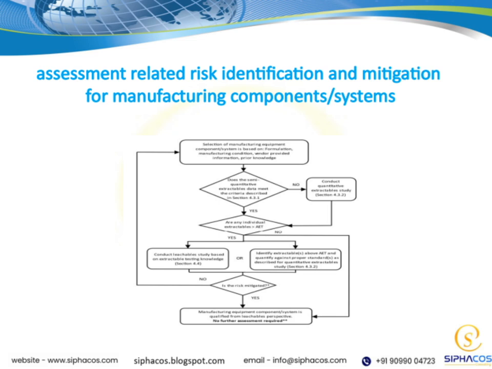Once we've identified these risks, the next step is mitigation. This means putting strategies in place to reduce or eliminate those risks. It could involve design changes, process improvements, or additional quality checks.